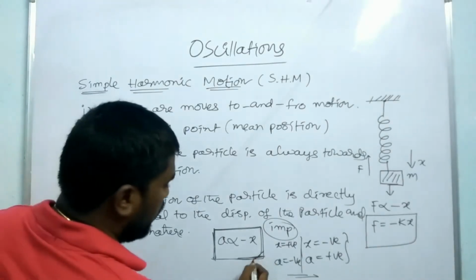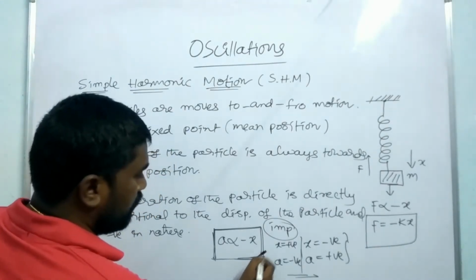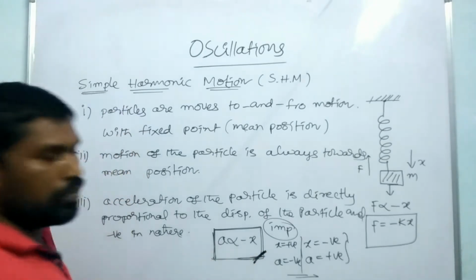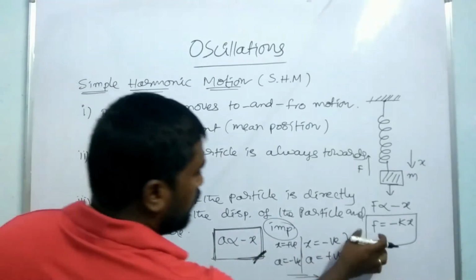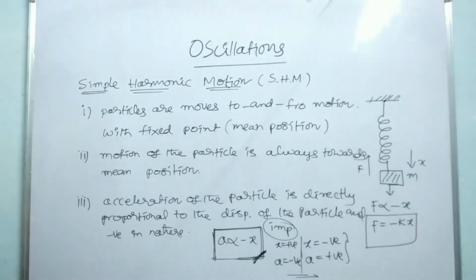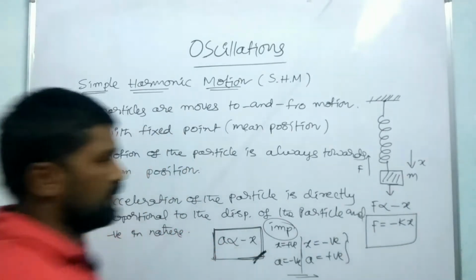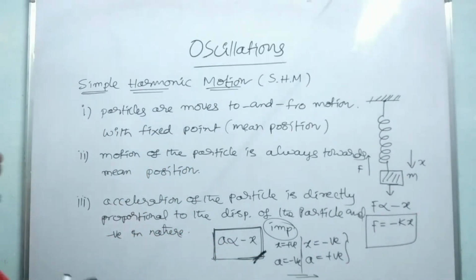So from this we can write the simple harmonic equation: a is directly proportional to minus x, comparable to F equals minus Kx, which means F is proportional to minus x. All of you note it down, or take a screenshot and make notes.